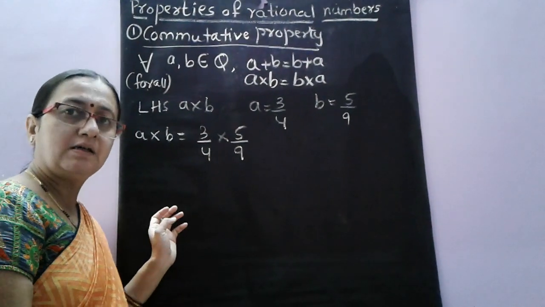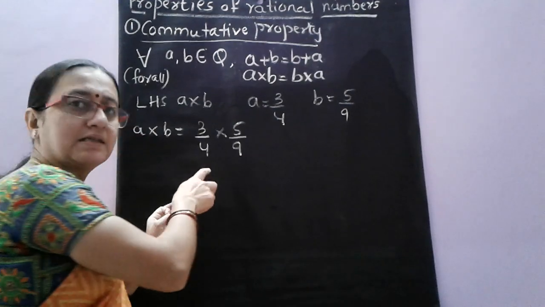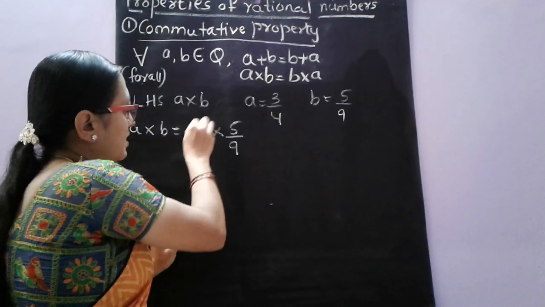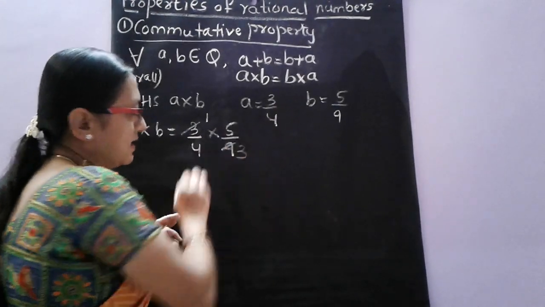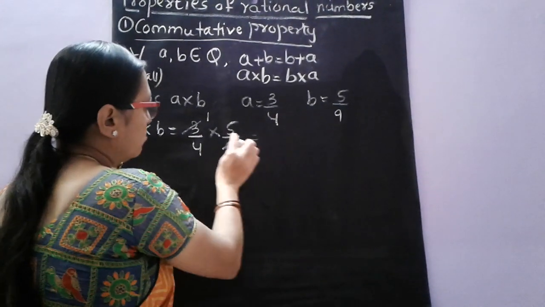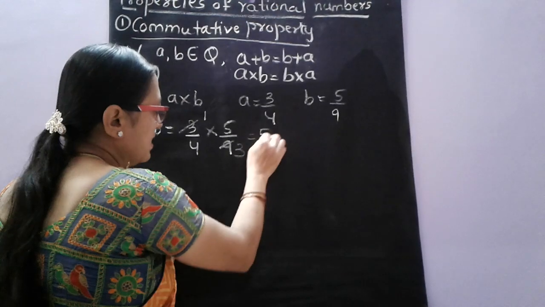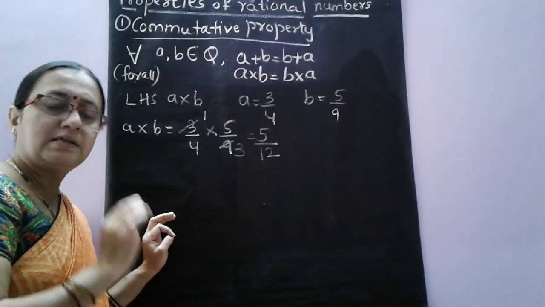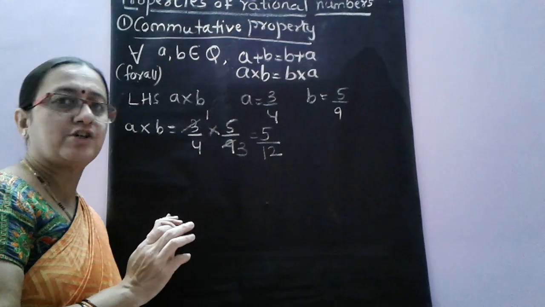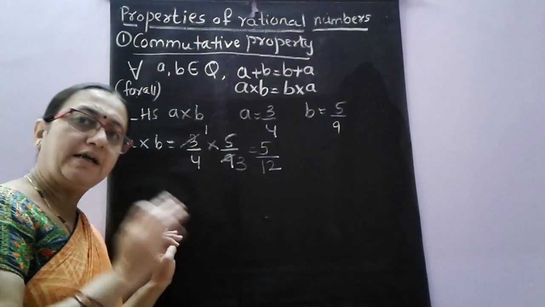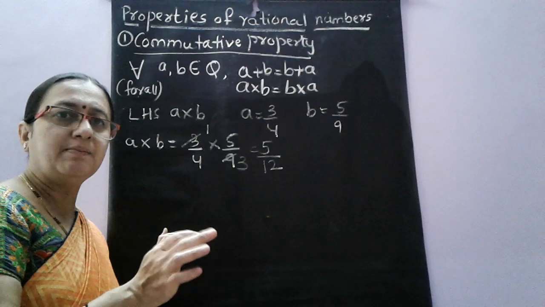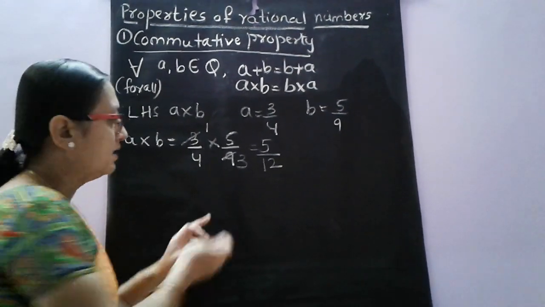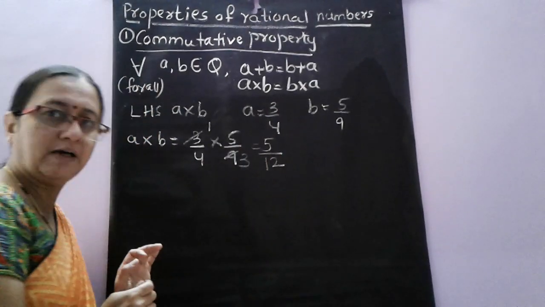How will you multiply? If possible you can cancel the numerator and denominator. Last year you have studied this. Okay. 3 ones are 3. 3 threes are 9. This is equal to 5 ones are 5 by 4 threes are 12 here. Same how you are solving for fractions, multiplication, addition, subtraction, division. Similar rules we are following along with integer rules. Okay. So the answer is 5 by 12.